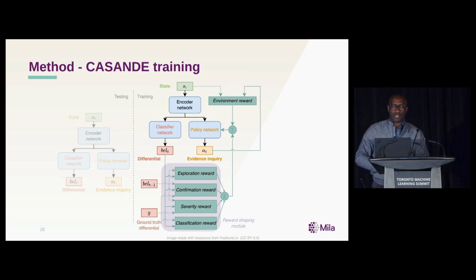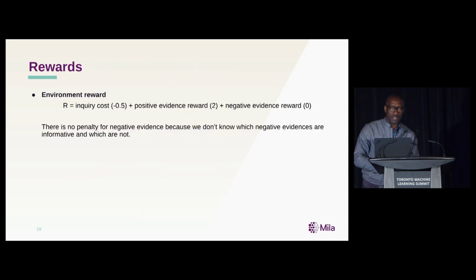Now, here is the thing. To induce the desired behavior, we introduce 4 auxiliary rewards on top of the environment reward that is common in RL, namely the exploration reward that will be in charge of evaluating multiple diseases at the beginning of the interaction, the confirmation reward that will help emulate the confirmation phase that we discussed earlier, the severity reward that will focus on severe pathology, and the classification reward that will help recover the true differential diagnosis that we do care about. Let's dissect each of these reward components.